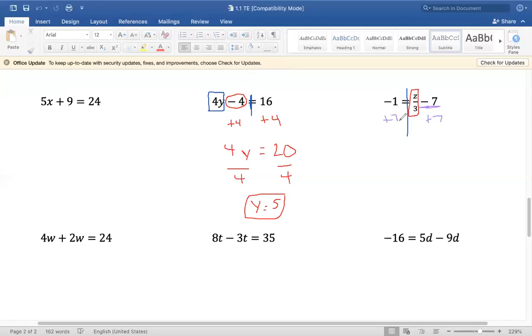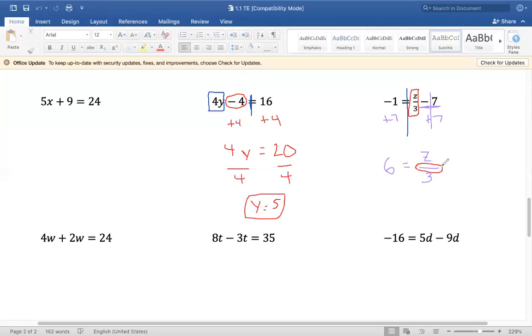So you'll see how we're getting closer and closer to isolating the variable. So these are going to cancel out. Negative 1 plus 7. I'm starting at a negative, and I'm adding 7 to it. So that's going to lead to a positive 6, right? The positive number is bigger than the negative number, so it's going to be a positive, is equal to z over 3.